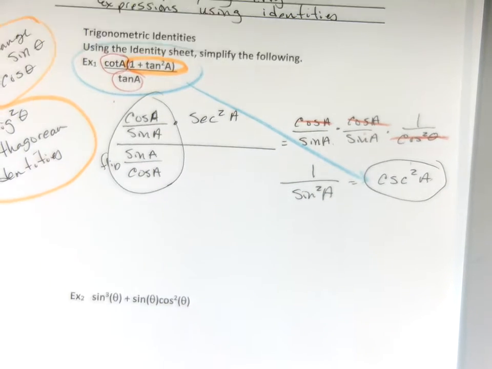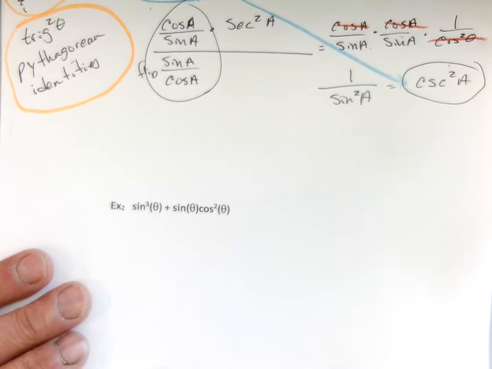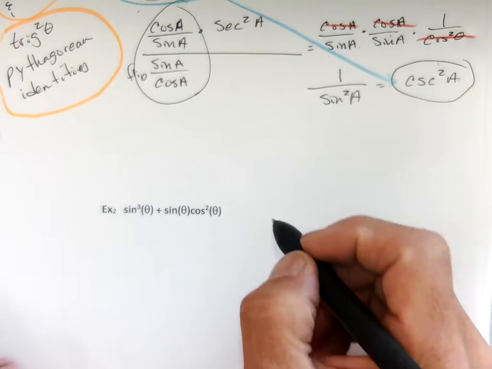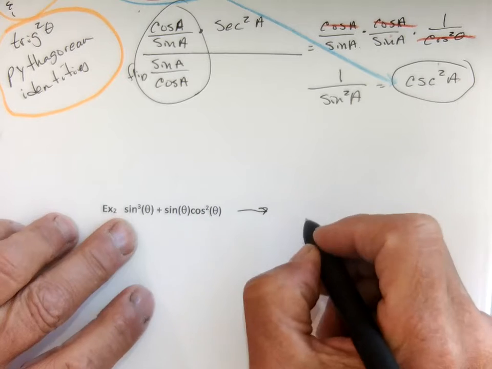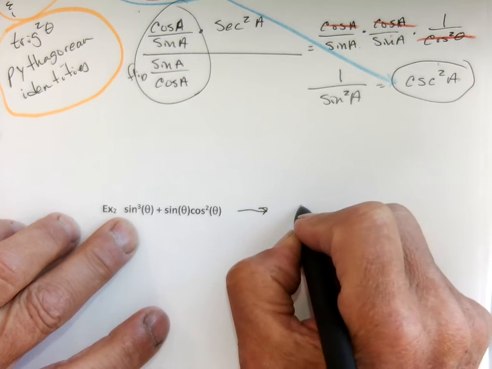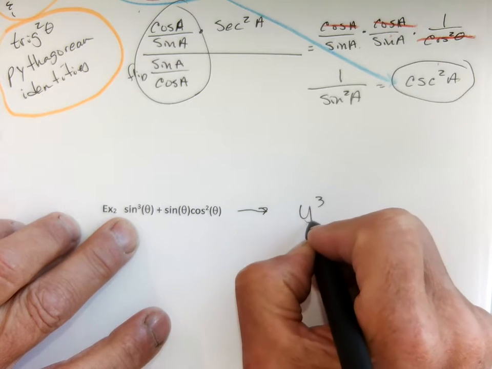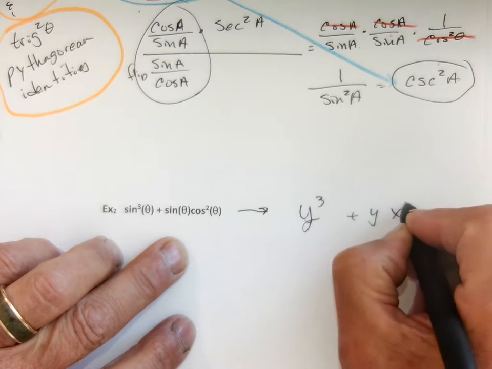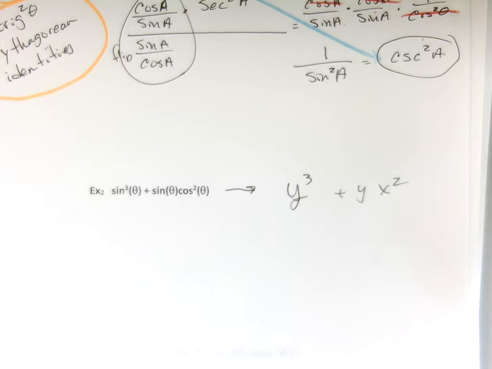All right? Example 2. How am I doing, okay? Example 2 is going to actually be an algebra problem first, okay? So let me do a little side work. If you had y cubed plus y times x squared, okay, just algebra, just plain old algebra. Do a little side note.